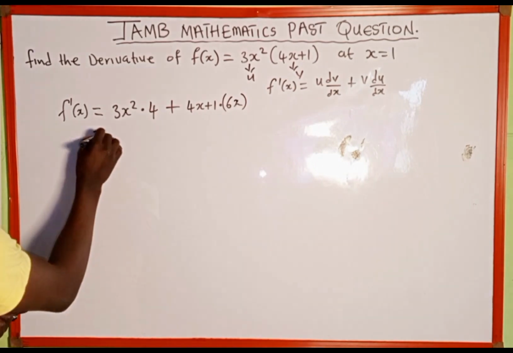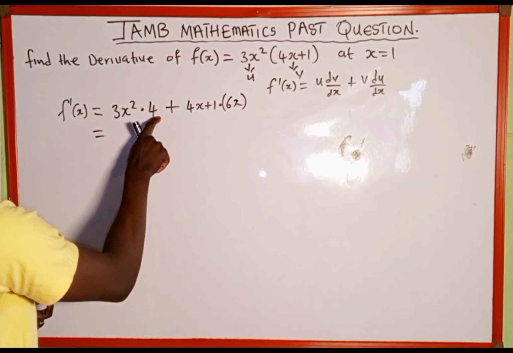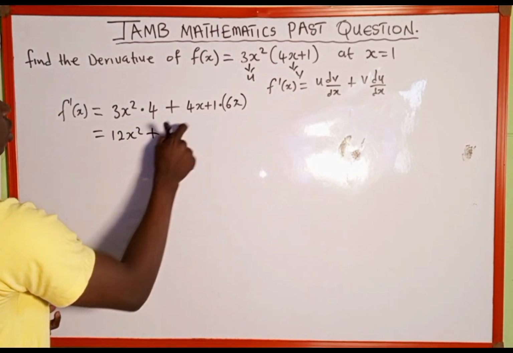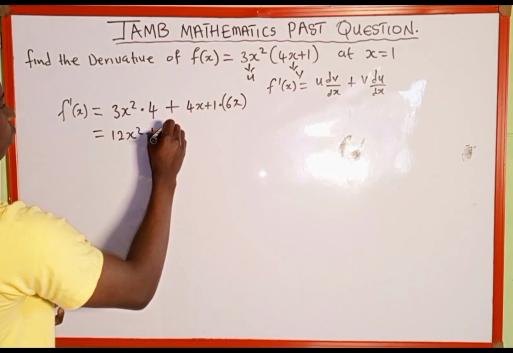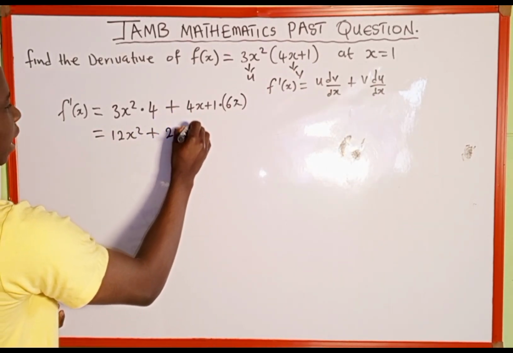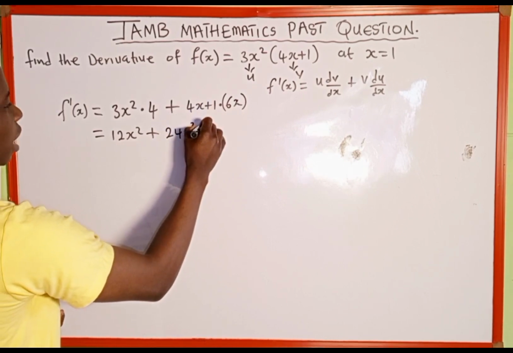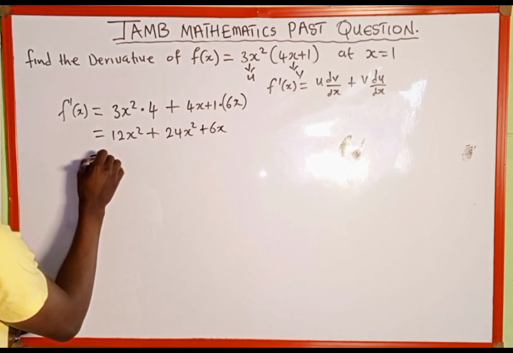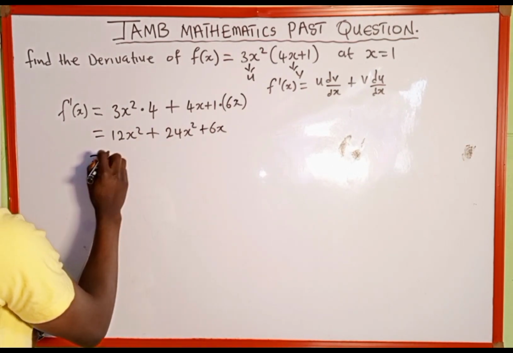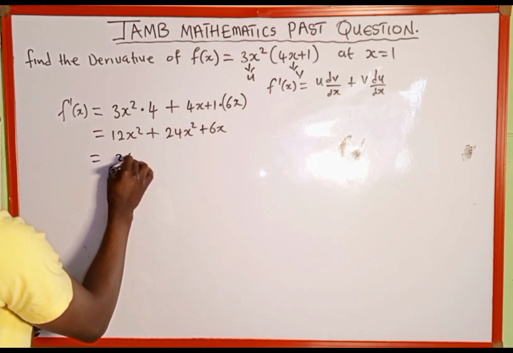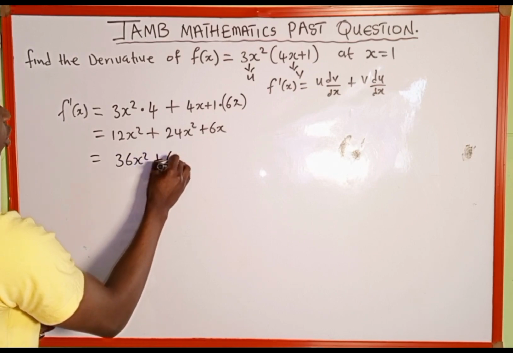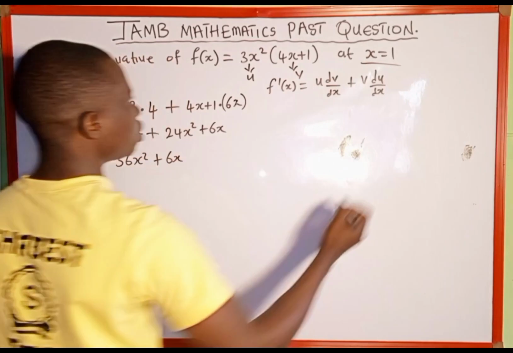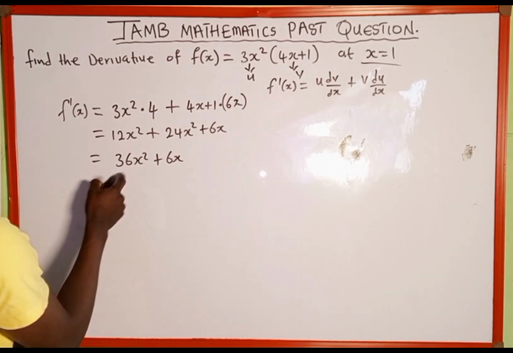Now we're going to do the multiplication. 4 multiplied by 3x squared gives us 12x squared, then plus 6x multiplied by 4x gives us 24x squared, then 6x multiplied by 1 gives us 6x. Now we're going to combine the like terms. 12x squared plus 24x squared gives us 36x squared, then plus 6x. So this is the final answer, but remember at x is equal to 1, so anywhere we see x, we replace it with 1.